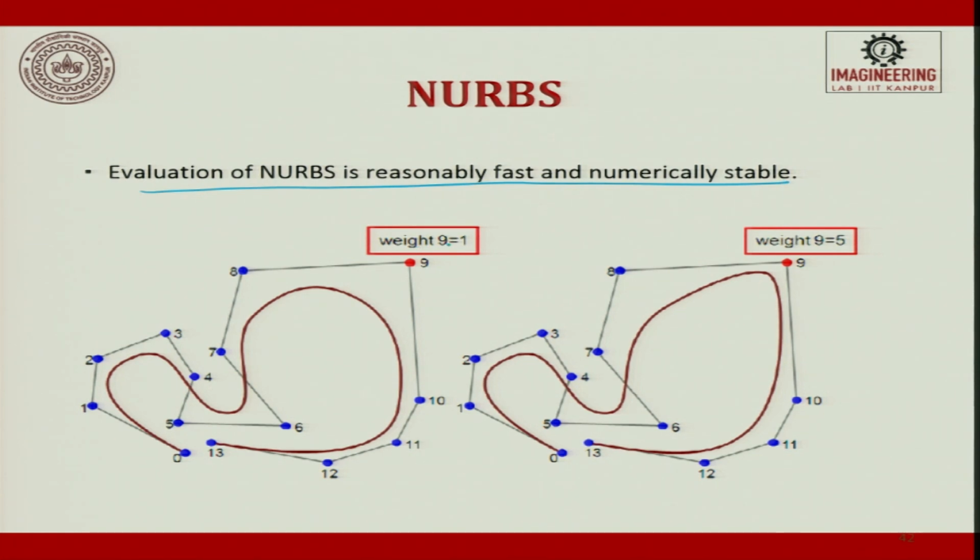If weight 9 is equal to 1, the curve looks like this. If weight 9 is equal to 5, you can see how the curve changes. When 9 equals 1, the curve gives this shape. When 9 equals 5, you see how the curve shifts only in this patch and the rest of it is very stable. This is very important when we do geometric modeling of real-life surfaces.